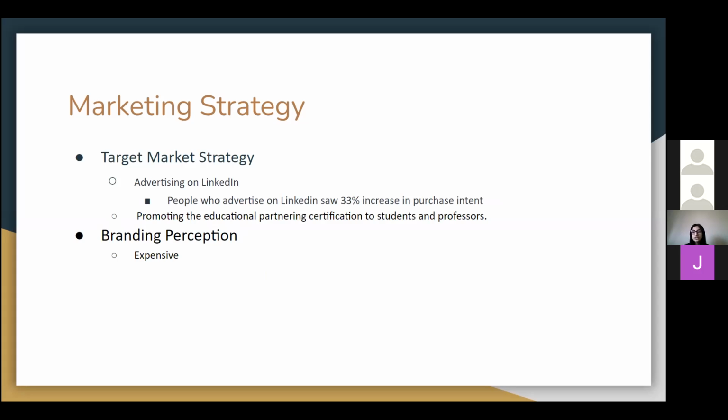Next is the brand perception. A brand perception can be based on a few factors, including quality, price, and branding. NISM has great quality. The certificates are great, and we're working on the branding. But one thing that we think is a big thing for people is the price. We think that NISM certificates are slightly on the expensive side, and not everybody can afford them.